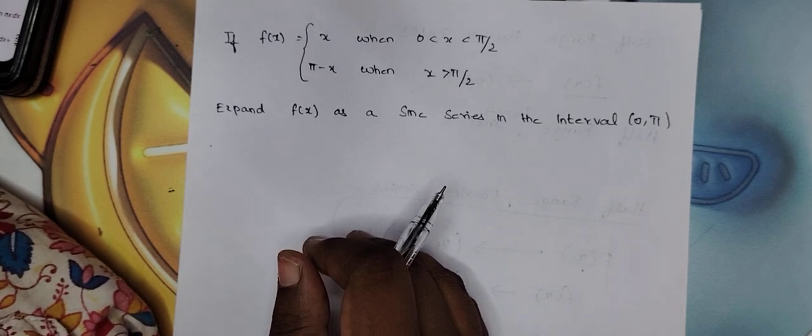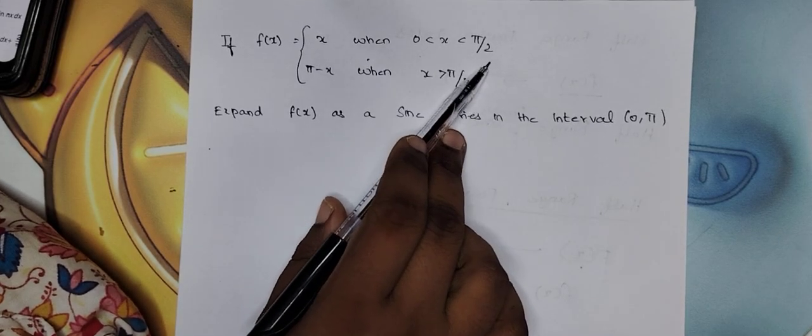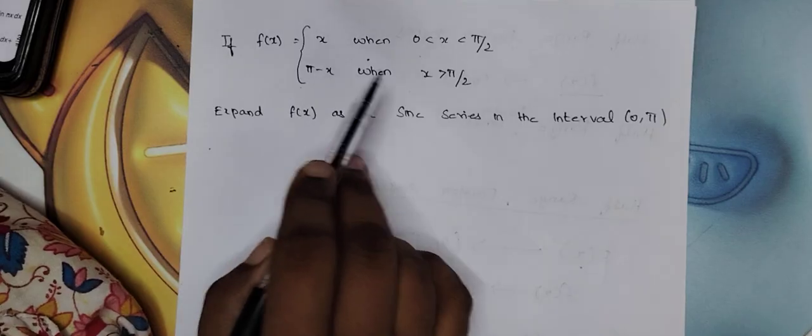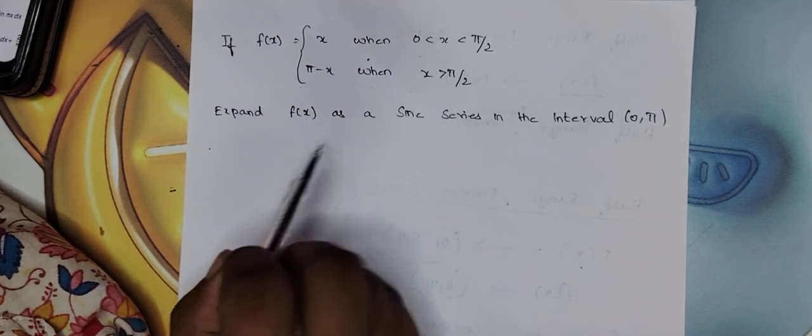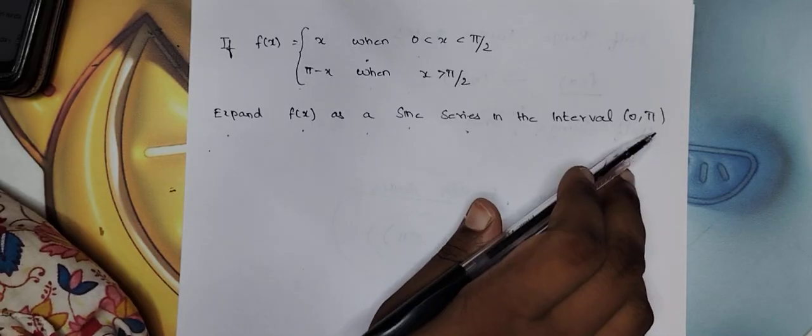Everyone, so today in this video we'll see a problem on Fourier series. Here it is given, if f of x equals x when 0 is less than x less than pi by 2, and pi minus x when x is greater than pi by 2, expand f of x as a sine series in the interval 0 comma pi.